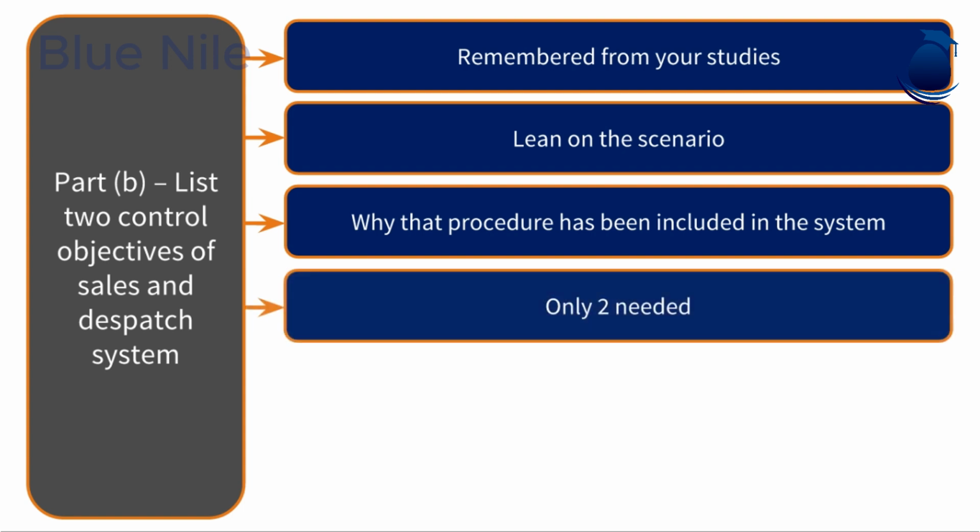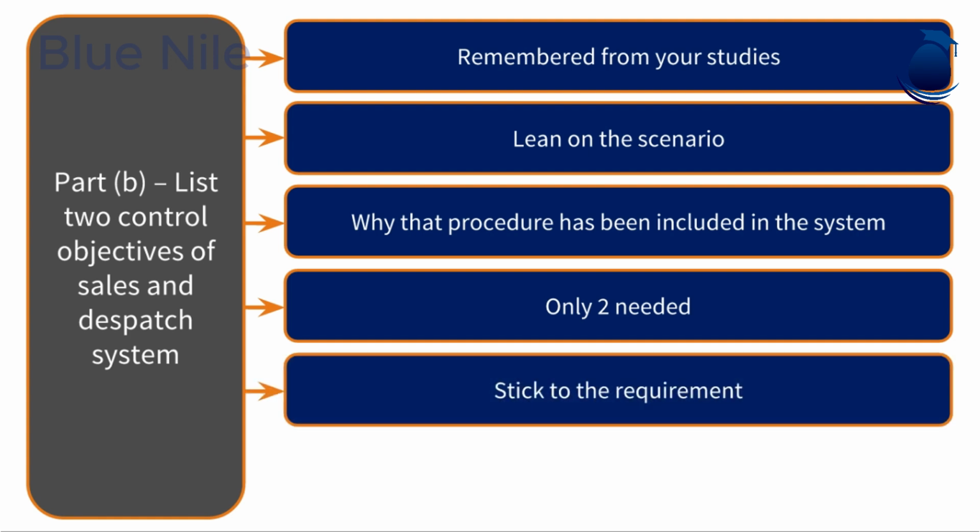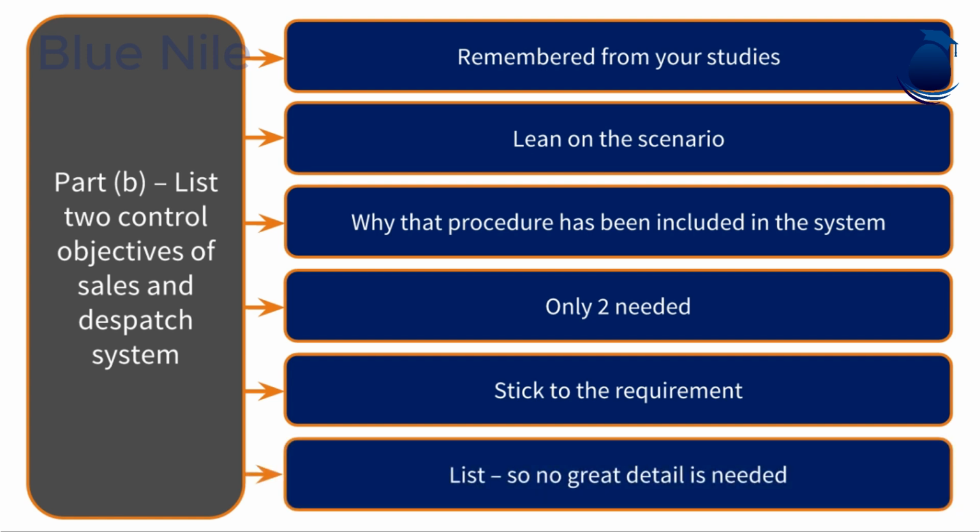There are only 2 needed, and there are plenty within the system to choose from. Stick to the requirements and only mention 2. It also states to list, so no great detail is needed. Just a sentence on each will do.